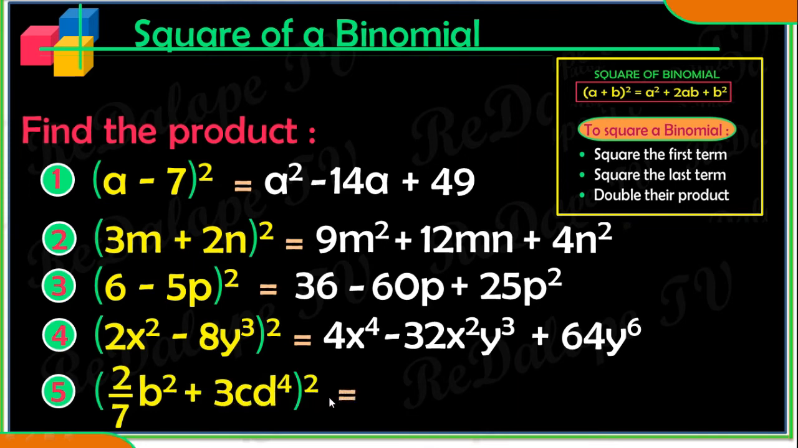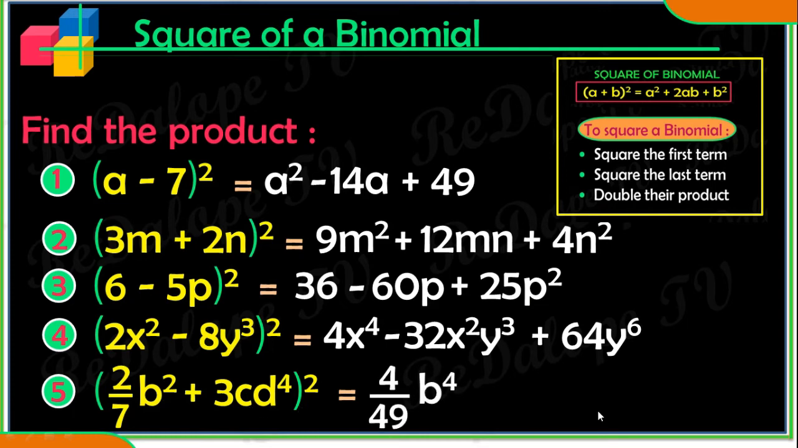square. Now to obtain the first term here, we will square the first term. So we have 2 times 2, that is 4. 7 times 7, so that is 49. So that becomes 4 all over 49b^4. So that would be the first term.